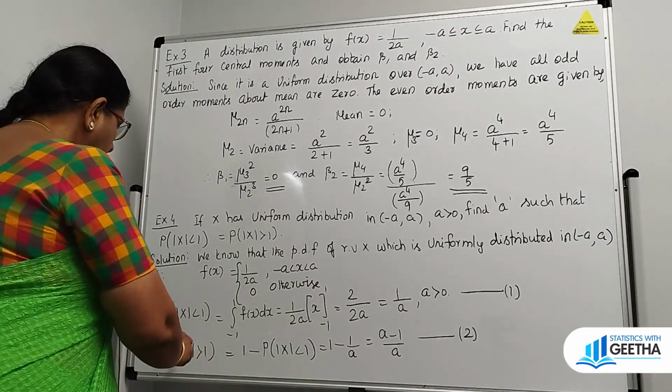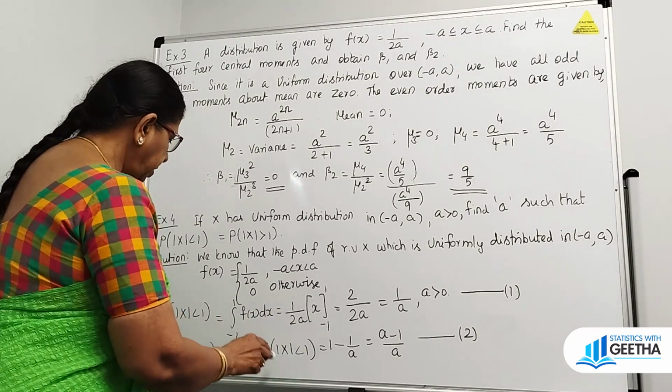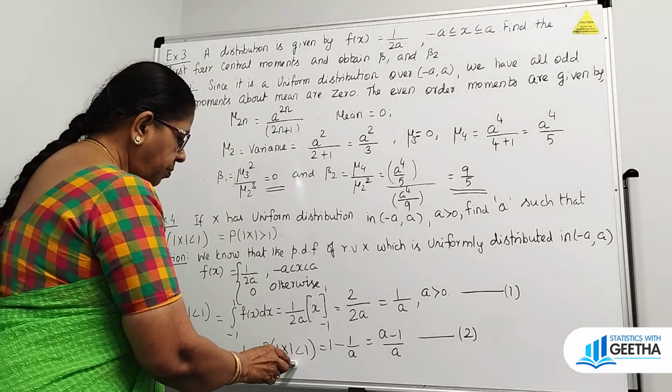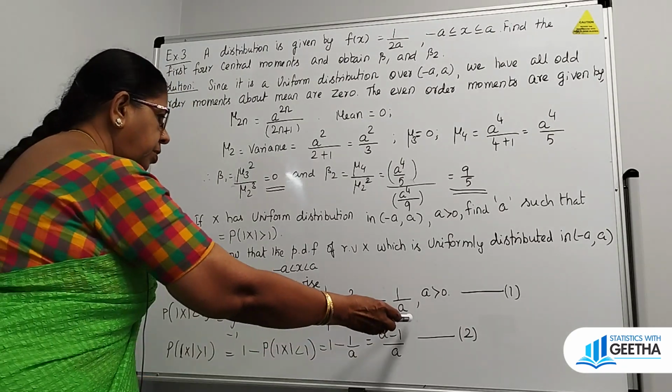equation number 1. Probability of mod x greater than 1 என்னன்னு பார்த்தா 1 minus, அதாவது alternative probability 1 minus probability of mod x less than 1. ஏன்னா total probability 1ன்னு தெரியும், less than 1 நமக்கு 1 by a தெரியும்.